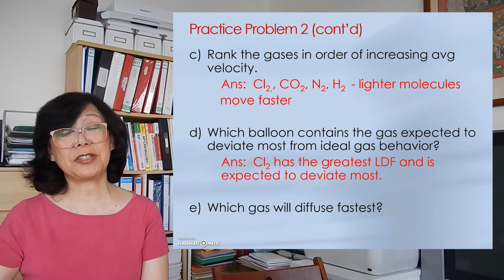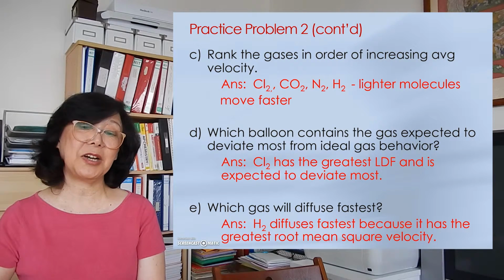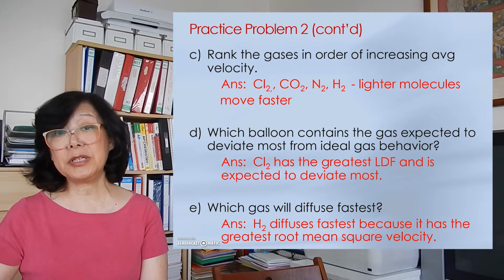Which one will diffuse fastest out of the balloon? Again, this is hydrogen because it has the highest root mean square velocity.